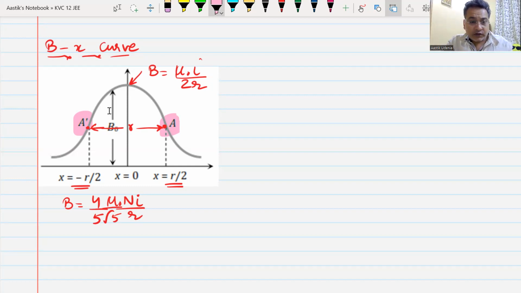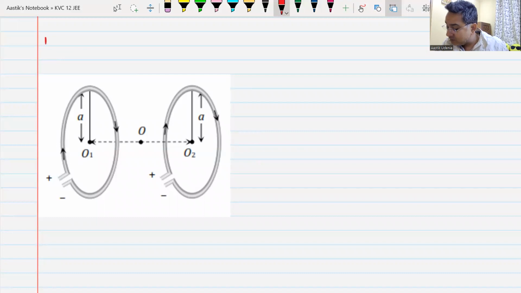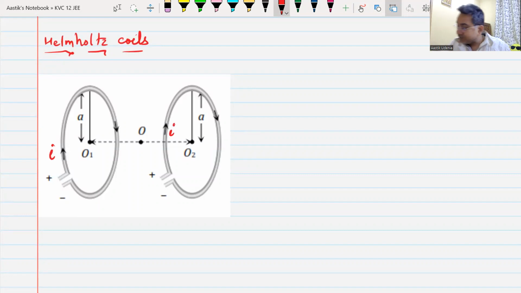Next arrangement is known as the Helmholtz coil. Now this is a Helmholtz coil. You can see same current flowing in the 2 coils in the same direction, not in the opposite direction, in the same direction. Same current flows in the same direction, and the arrangement becomes a Helmholtz coil.